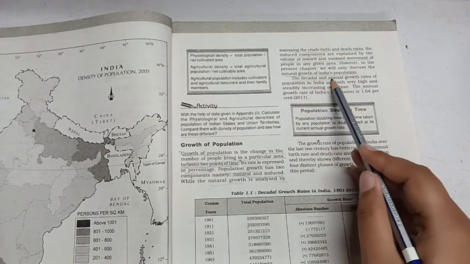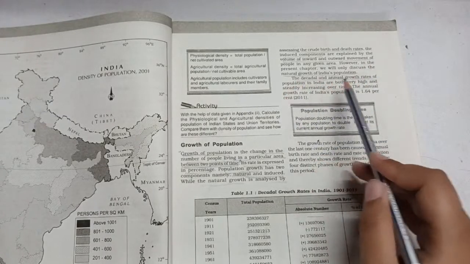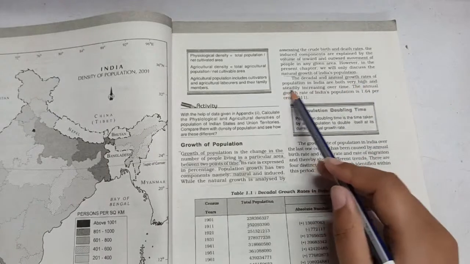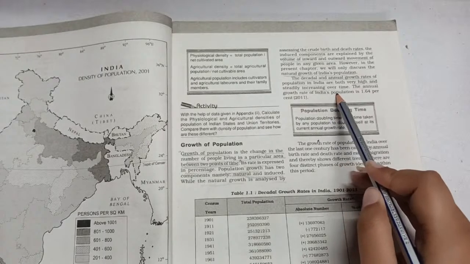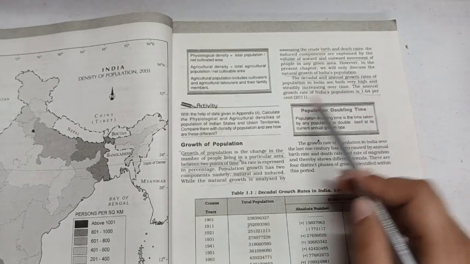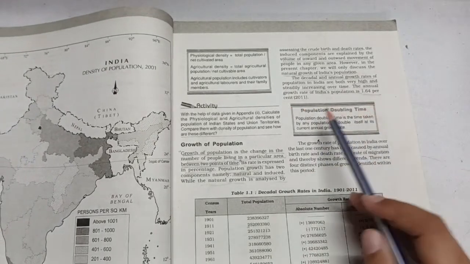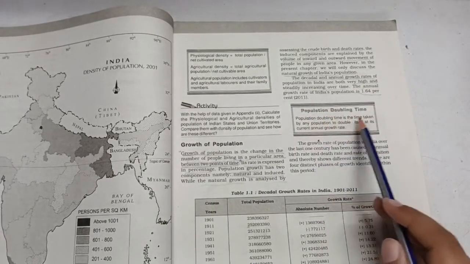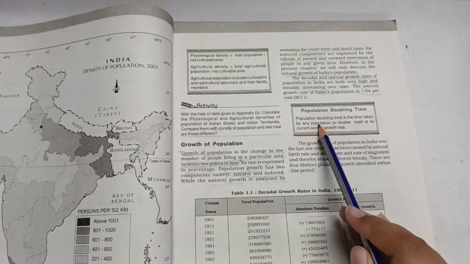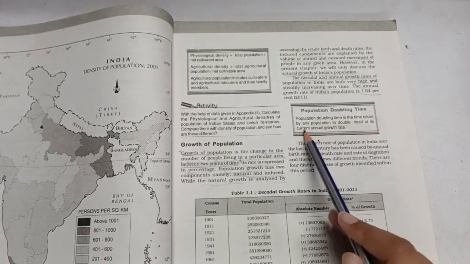The decadal and annual growth rates of population in India are both very high and steadily increasing over time. The annual growth rate of India's population is 1.64% in 2011. Population doubling time. Population doubling time is the time taken by any population to double itself at its current annual growth rate.